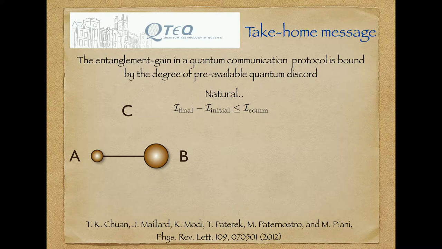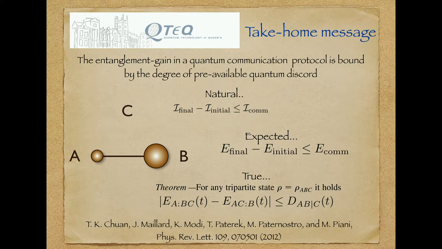And this goes along the lines of my naive expectation back in 2003, right? So you have to establish some entanglement somewhere to be able to transfer it to the remote station. What you would expect is that the final entanglement minus the initial entanglement, so the gain that you have in this communication protocol, will depend on the amount of entanglement that you're able to transfer. Again, along the lines of what at least myself was expecting back in 2003.